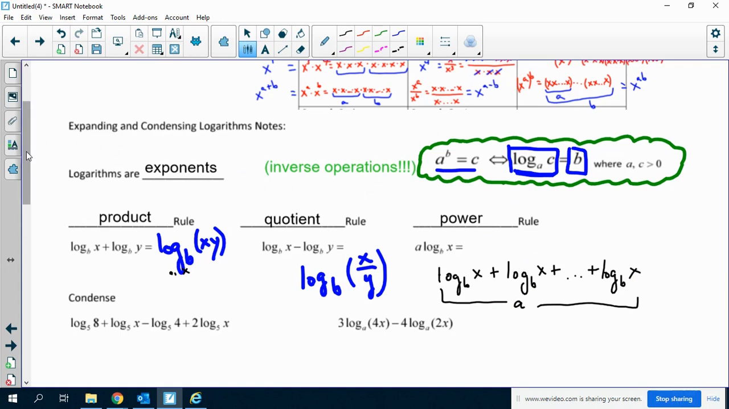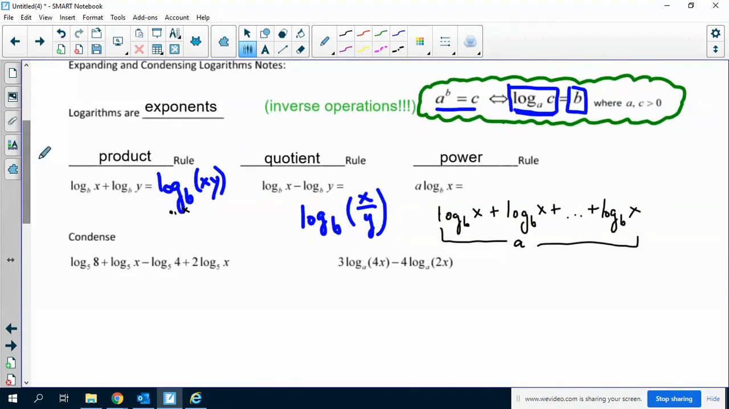Now, if I want to take this to a quick, brief understanding of what's going on using numbers, I'll do two quick examples. Log base 2 of 4 plus log base 2 of 8.